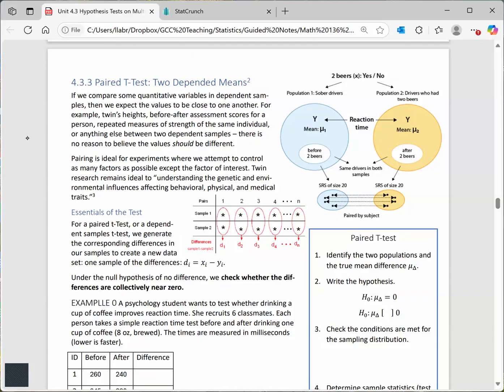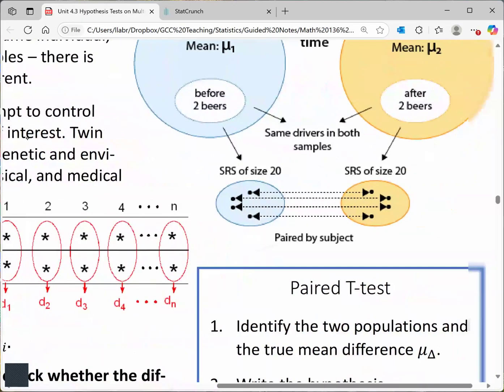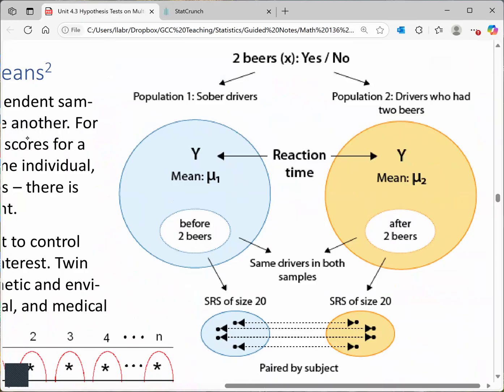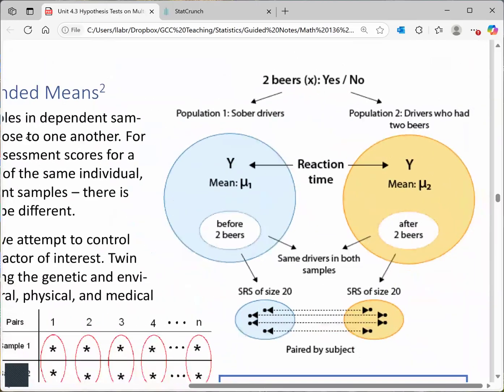So let's say that you're looking at reaction time. So the random variable of interest here is how quickly we react to something. In this scenario, I'm going to assume that it's based on driving. So for example, if something shows up on the road, can you avoid it? Something along those lines. So the random variable of interest here is reaction time. So therefore, we can see that there is this variable y that we're going to go ahead and measure.